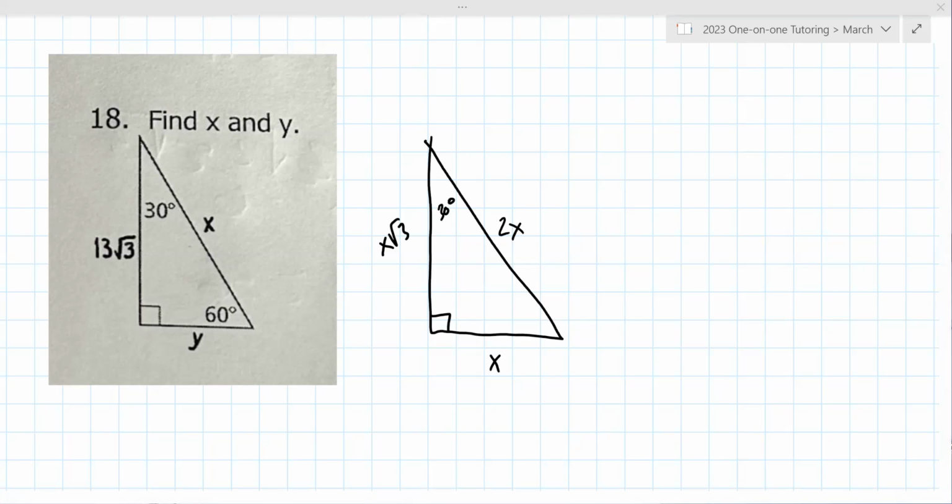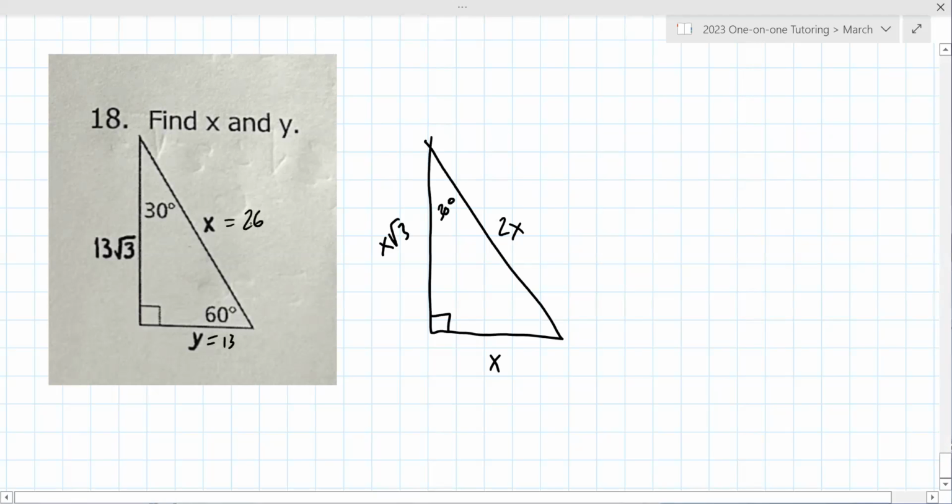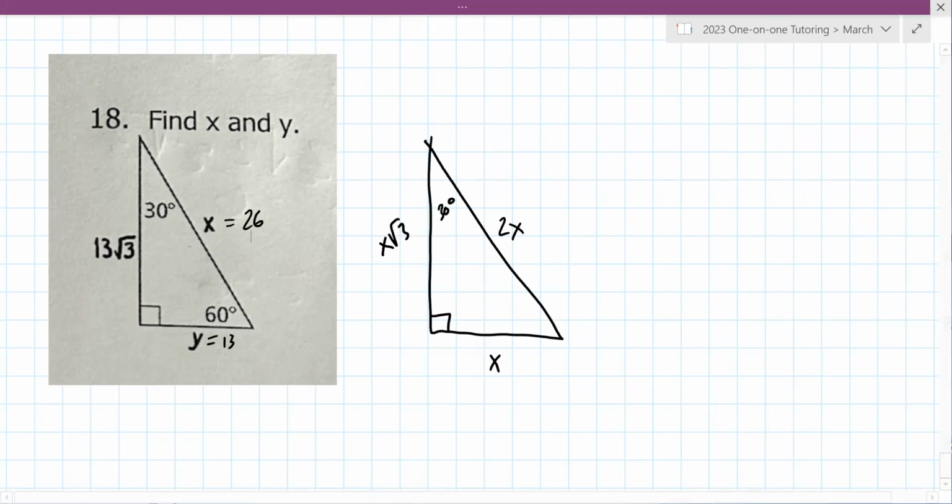So y would equal 13. Yes. And then the x would equal 26. Yes, very good. Okay, so you're doing really well.